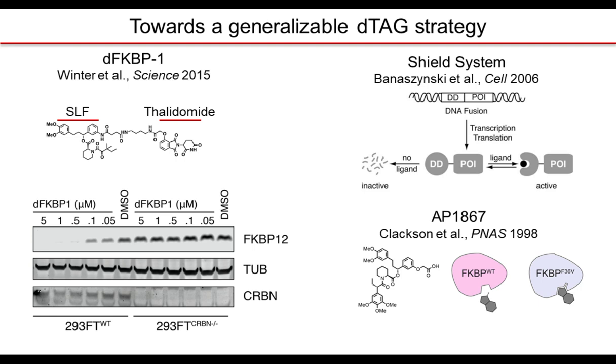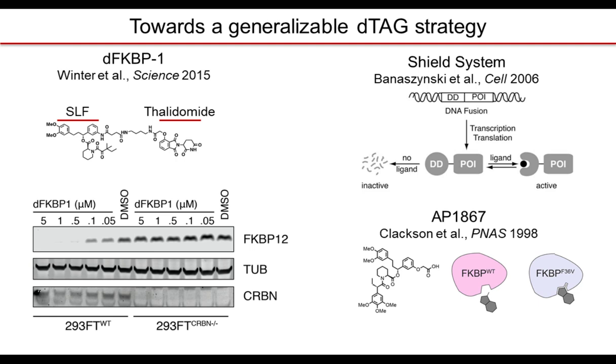And finally, back in 1998, Tim Clackson and colleagues at Ariad Pharmaceuticals published a bump-and-hole strategy around FKBP12. What they described was a synthetic ligand, AP1867, that can selectively bind to FKBP F36V. This is the particular mutant I'll be focusing on today. This F36V creates a compensatory cavity in FKBP12. As a result, AP1867 can selectively bind to this mutant version of FKBP12 and not wild type.